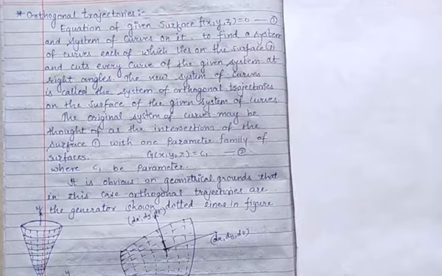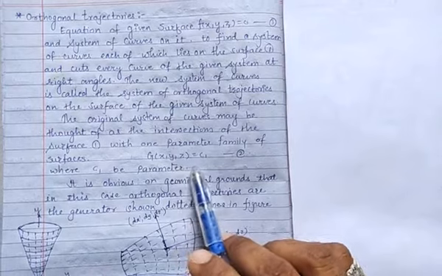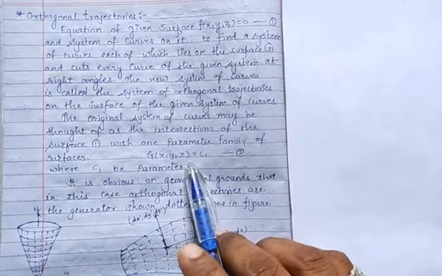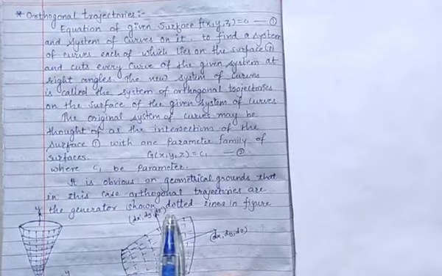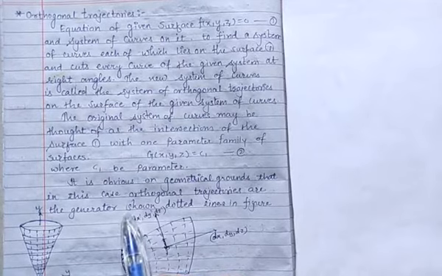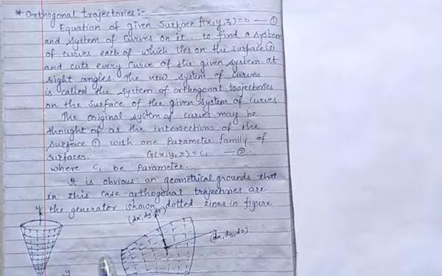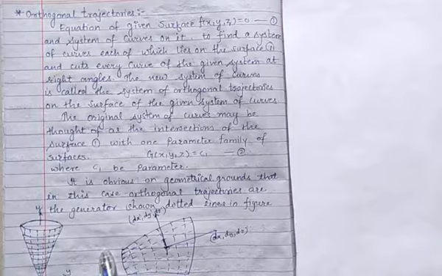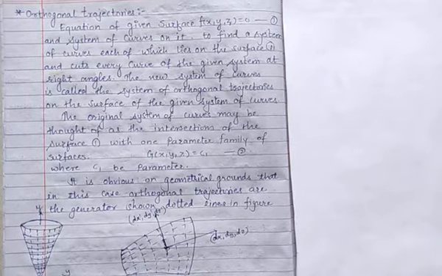So the original system of curves may be thought of as the intersection of the surface 1 with the one parameter family of surfaces given by the second, g of x, y, z is equal to c1. So c1 is the parameter. It is obvious on geometrical grounds that in this case the orthogonal trajectories are the generators shown by the dotted line in the figure.